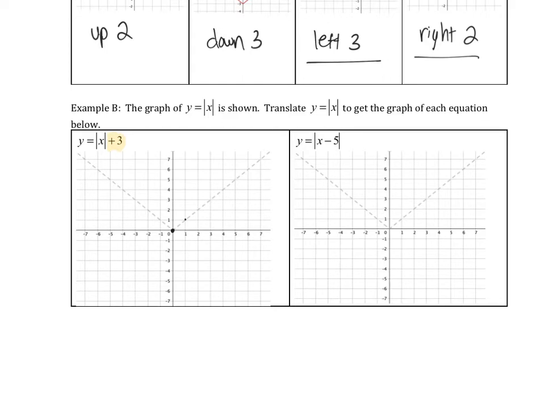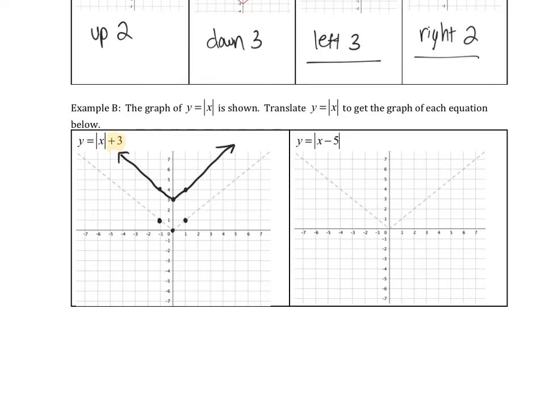I'm going to put a point here, a point here, and a point here on my original parent function. And all I'm going to do is move all 3 of those points up 3. So I'm going to move one of them up 1, 2, 1, 2, 3 right here. The middle one goes to 3 right here. And the left one goes to 3 right here. And then I'm going to draw my new graph, which again always looks like a V when we're doing absolute value. And there's our final answer.